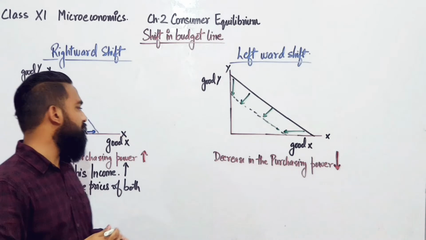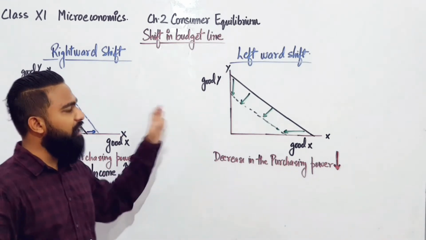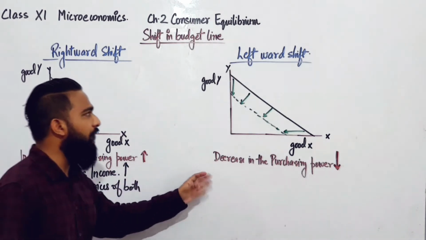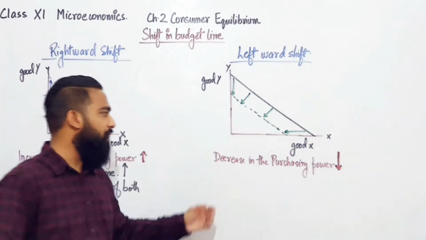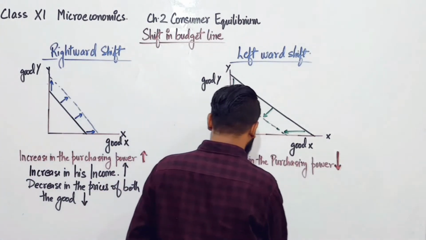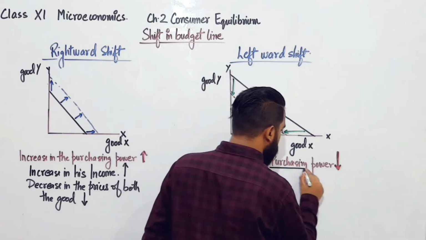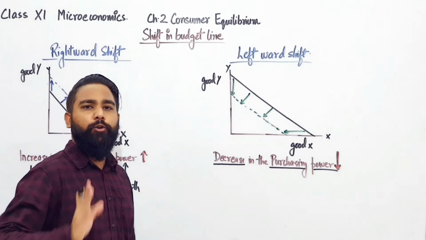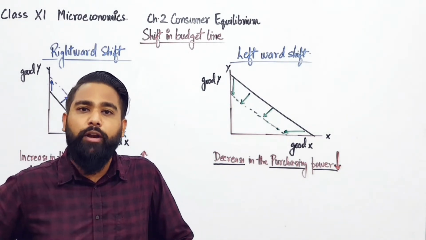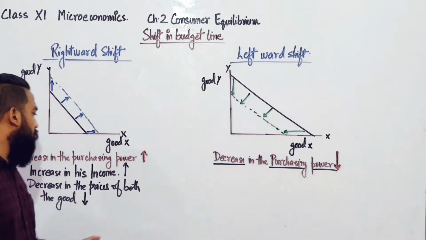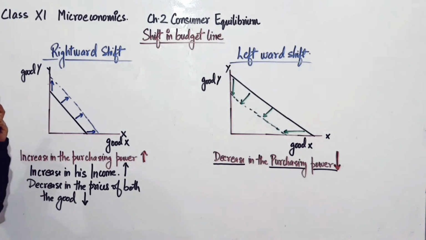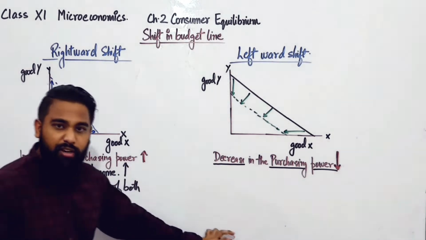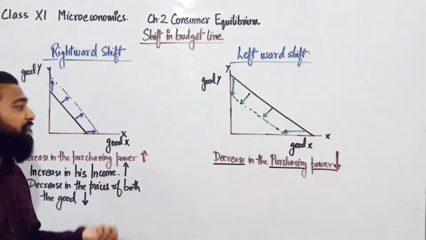Now why does this happen? Why is there a leftward shift in the budget line? The main reason behind the leftward shift in the budget line is a decrease in the purchasing power. The consumer is not able to buy those commodities. How? Because when there was a rightward shift, his income increased. Now there is a leftward shift, his income decreased.